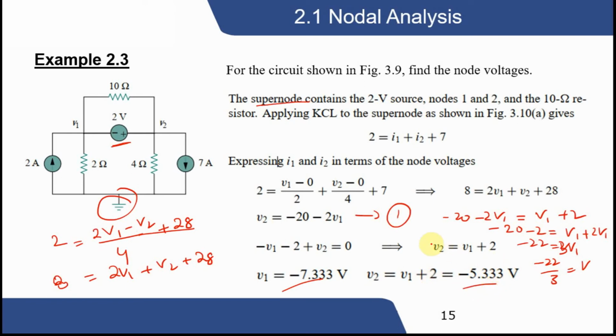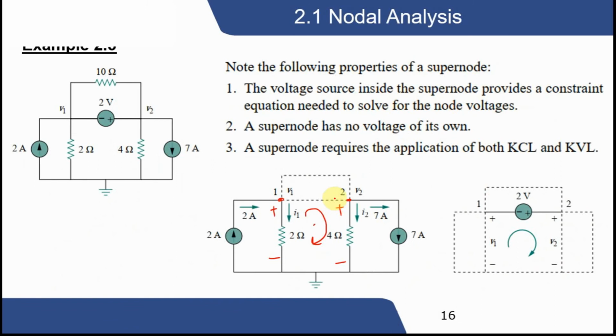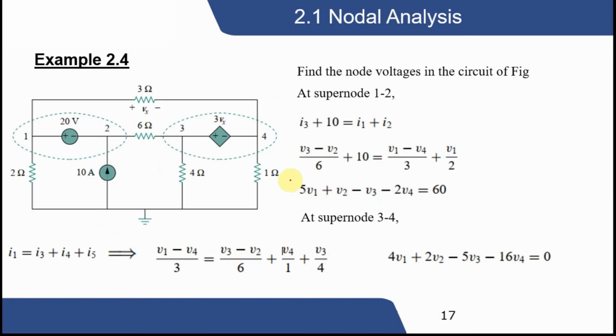So this is a problem when we have a super node. Remember that when we have a super node, you must short the super node first to apply KCL. Once we apply KCL in all the nodes, then we will move forward toward the KVL. Okay, let's take another question.